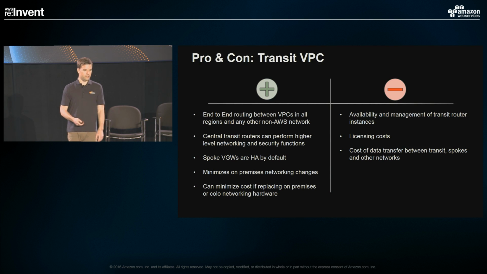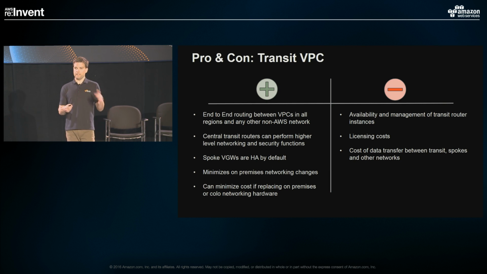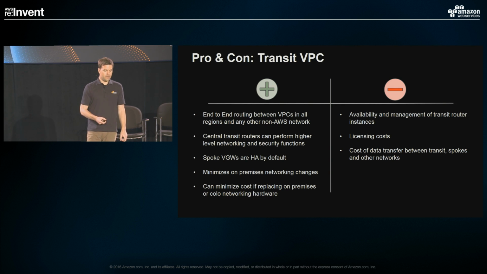So real quick, pros and cons of the transit VPC. So end-to-end routing, central transit routers can perform higher level functions. They're a central point of control for you. The spoke VGWs are dead simple, and they're HA by default. This minimizes on-premise networking changes because you're not changing anything about your connectivity to the transit VPC. All the really dynamic stuff, you're launching all these new VPCs, that's all happening in the transit VPC itself. And it can minimize cost if you're already doing this, and you can offload this function from purchasing new networking gear or something for a colo. Instead, you can move this up into a transit VPC.